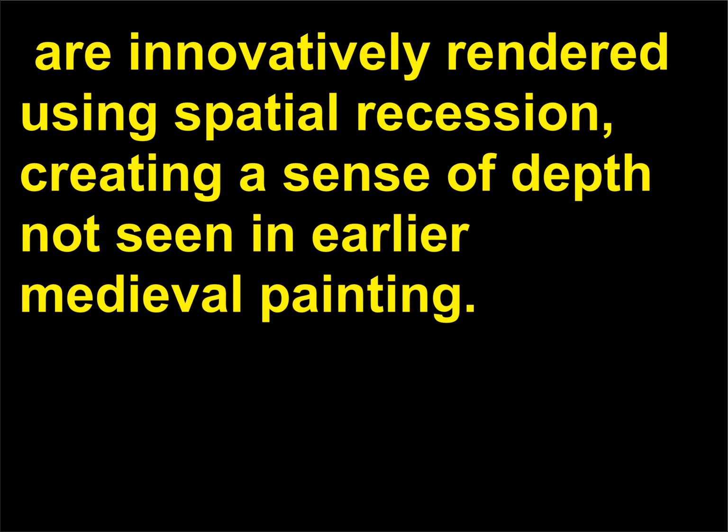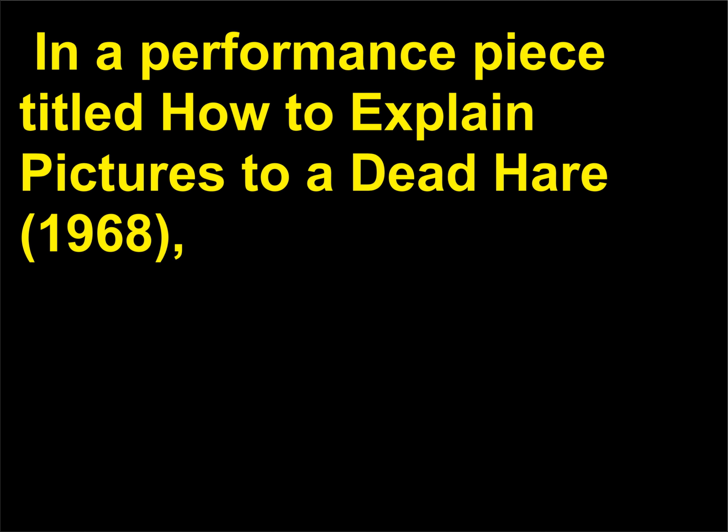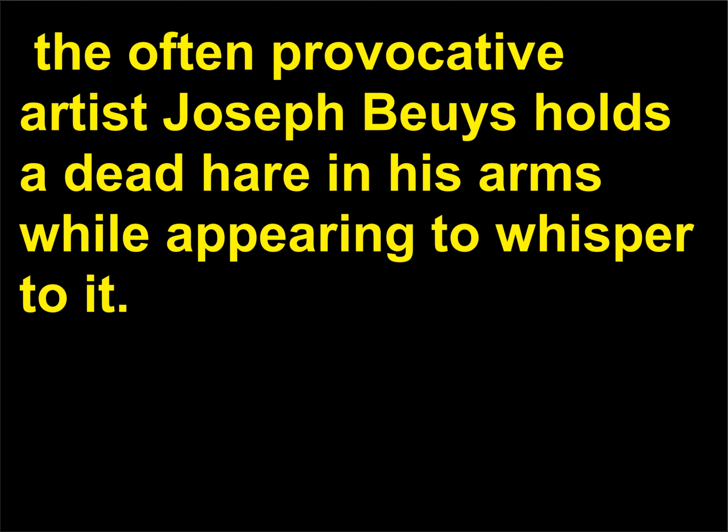For example, the artists Gilbert and George sing for over 8 hours in their performance, The Singing Sculpture, 1969. In a performance piece titled How to Explain Pictures to a Dead Hare, 1968, the often provocative artist Joseph Beuys holds a dead hare in his arms while appearing to whisper to it.